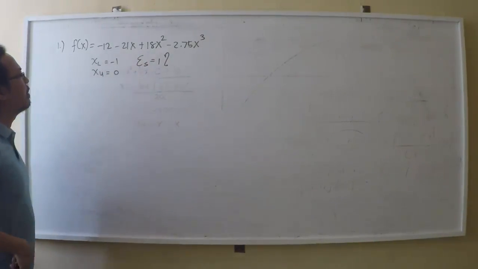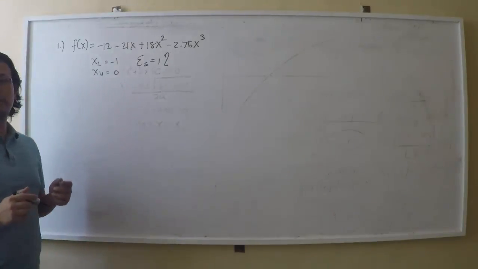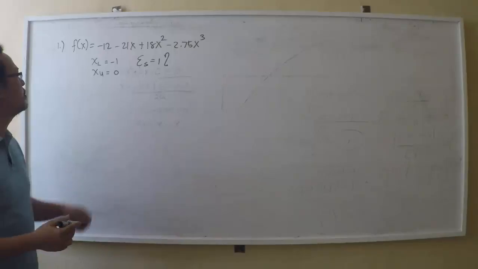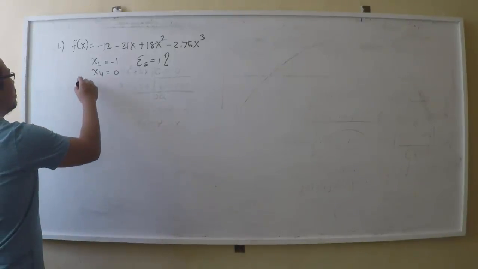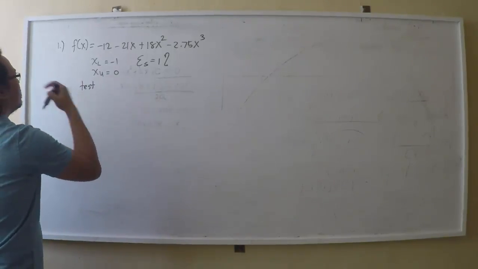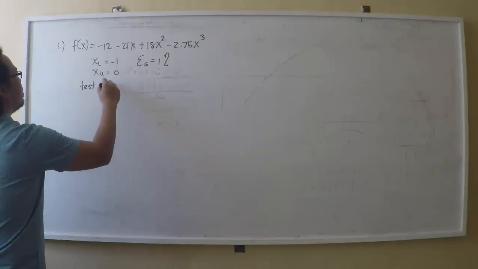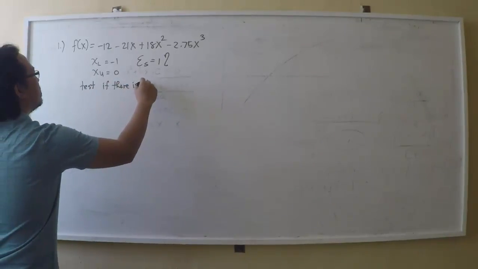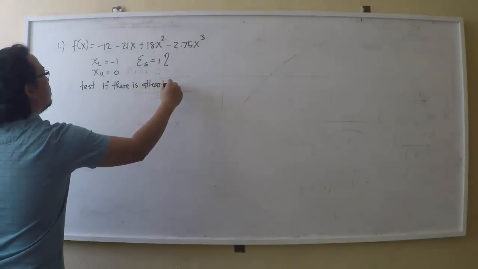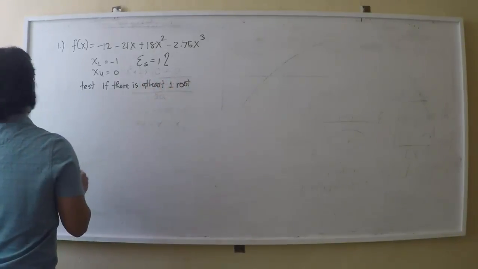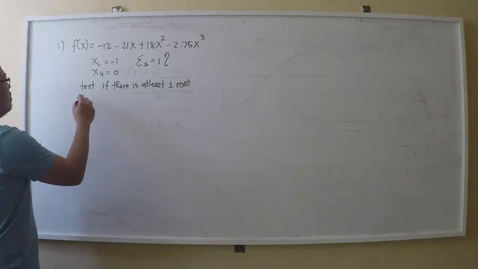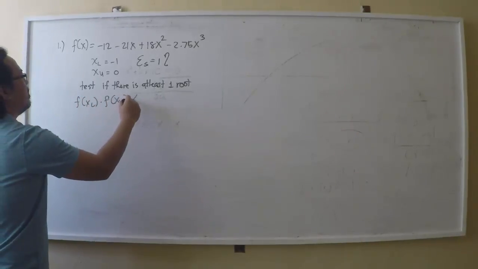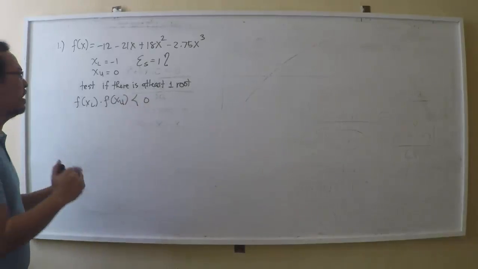Now, when we use the bracketing method, remember we can first test if there is a root. We will do that. Test if there is at least one root. We will check whether f of xl times f of xu is less than 0. It should be negative.